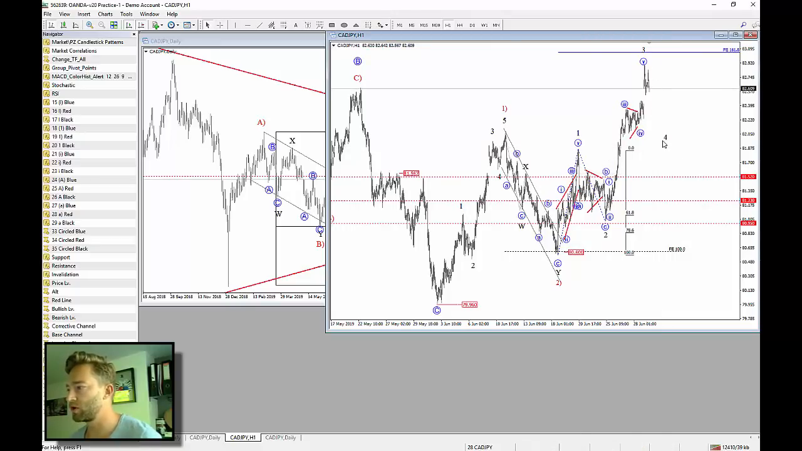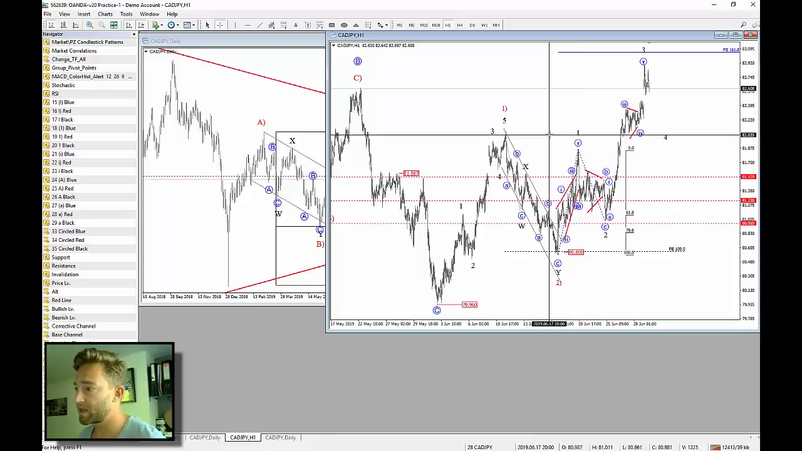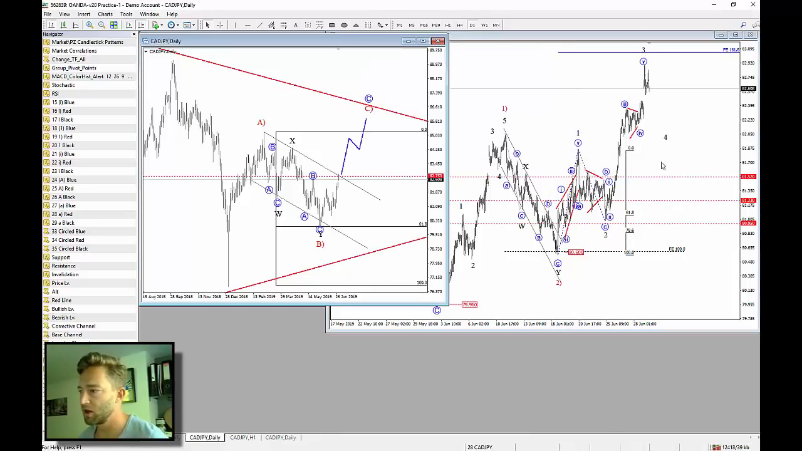Of course, if we are in a wave 4, then we should not step into the area of wave 1 or wave 2. But even if we go back below 82, I would be quite suspicious about the potential wave count that I'm tracking. Okay traders, so that's for CADJPY.